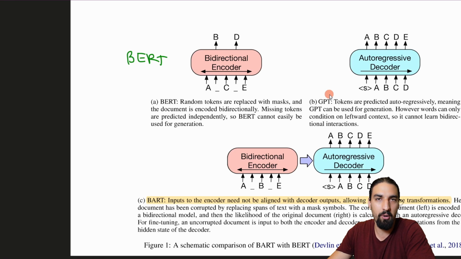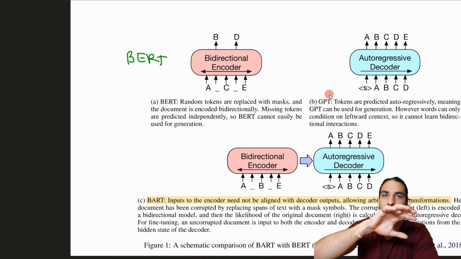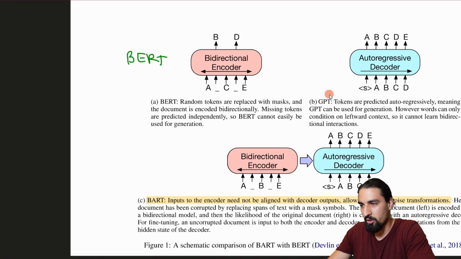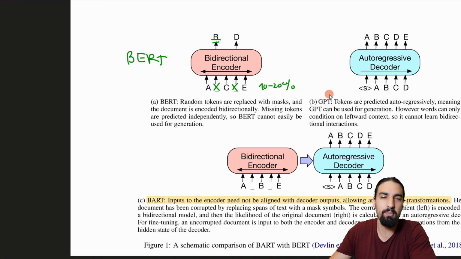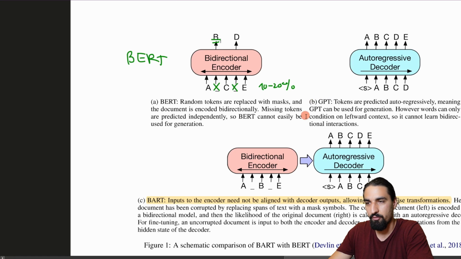So it's only the encoder part of the original encoder-decoder transformer structure, whereas BART is both encoder as well as decoder. So you're trying to just mask out certain tokens, and I think you do that with 10-20% probability for each of the tokens, and then you try to predict what the token at that particular position was. So it's a simple autoencoding objective.